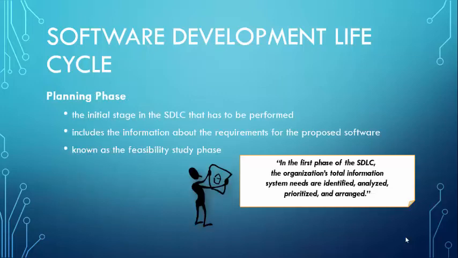The first phase is the planning phase. Planning is the initial stage in the SDLC that has to be performed. This phase includes information about the requirements for the proposed software. Also, this phase is known as the feasibility study phase.